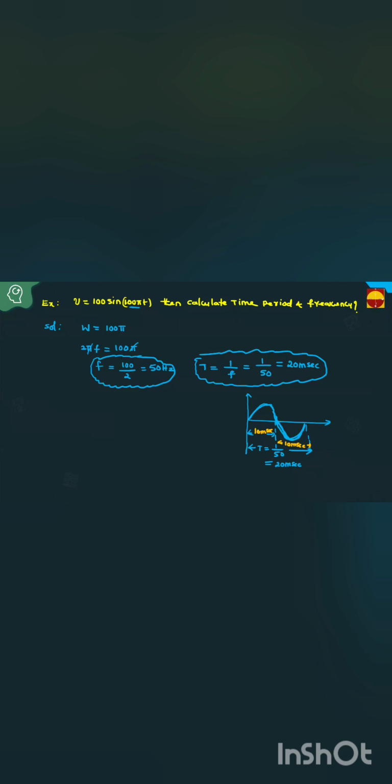So for example, for the following waveform, calculate time period and frequency. Can you check it? For the following waveform, you have to calculate the time period and the frequency. This is the given waveform. This is 5 milliseconds.